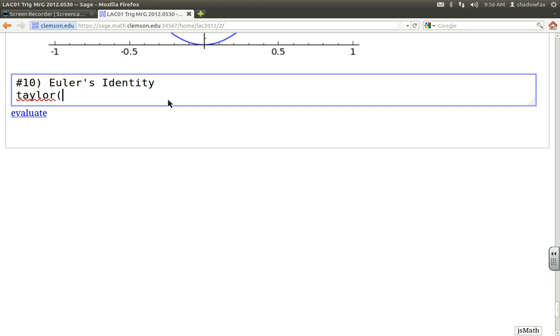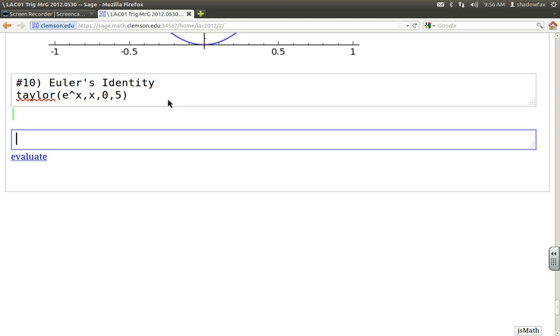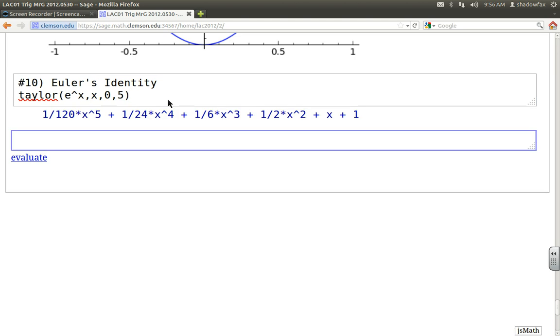Taylor. Ready? Hang on to your hats. I want the Taylor expansion of e to the x with respect to x near 0 and give me a 5th degree polynomial. What is this? Does this look familiar at all? Do you not know the Maclaurin expansion for e to the x? Taylor near 0. By the way, that's not pretty print. I want pretty print. What do I do?